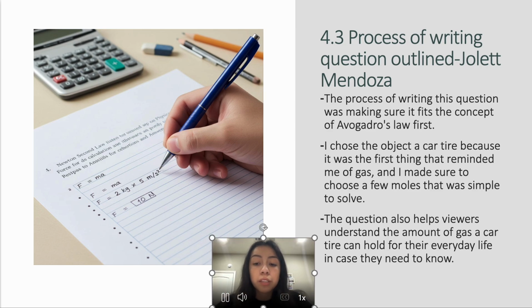The process of writing this question outline. The process of writing this question was making sure it fits the concept of Avogadro's laws first. I chose the object a car tire because it was the first thing that reminded me of gas, and I made sure to choose a few moles that was simple to solve. The question also helps viewers understand the amount of gas a car tire can hold for their everyday life in case they need to know.